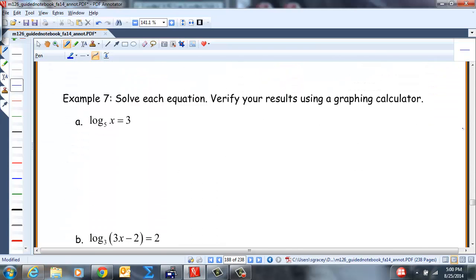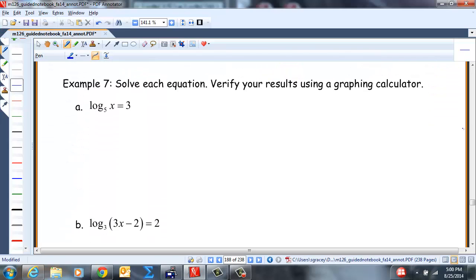So here we go. Example 7, solve each equation and verify your results using a graphing calculator. What we're going to be doing at this point in time, we're going to learn about properties of logarithms in the next section. So for solving log equations in this section, you'll be doing a couple of different skills. Many of the times you will be rewriting them in exponential form and solving.